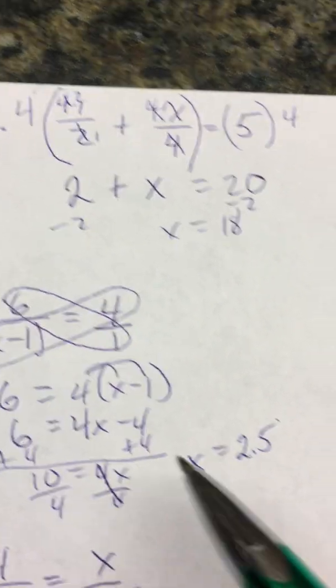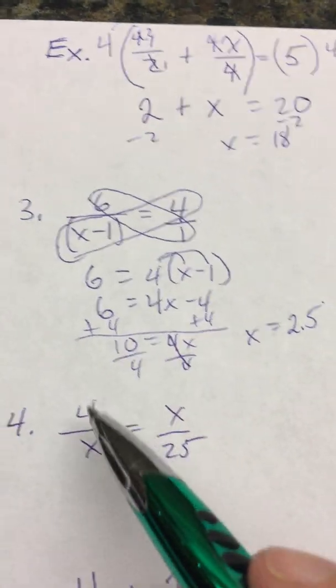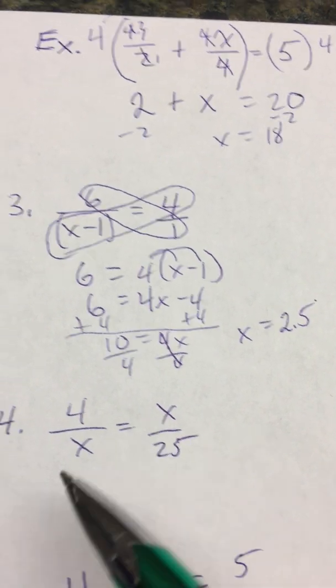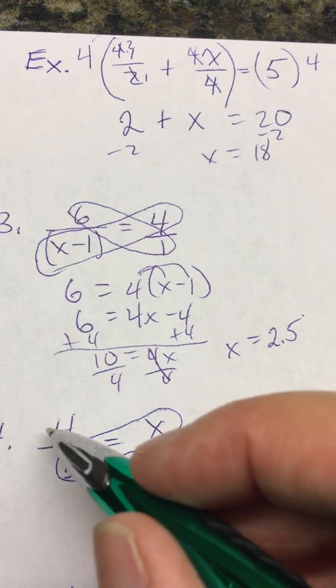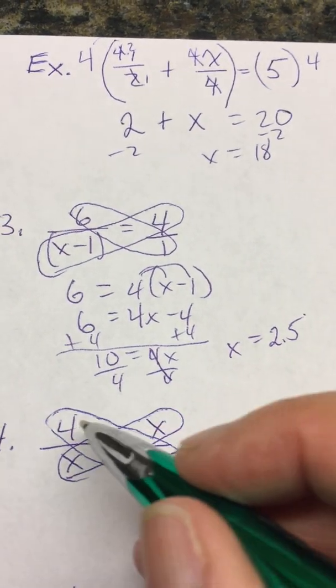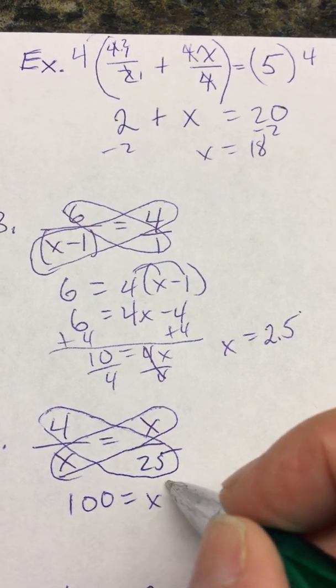There you go. So all I did was 10 divided by 4 was 2.5. Number 4, I've got it copied up here, is again a fraction equal to a fraction. So again, just cross multiply. That's the easiest method when you have a fraction equal to a fraction. So 4 times 25 is 100, is equal to x times x, which is x squared.